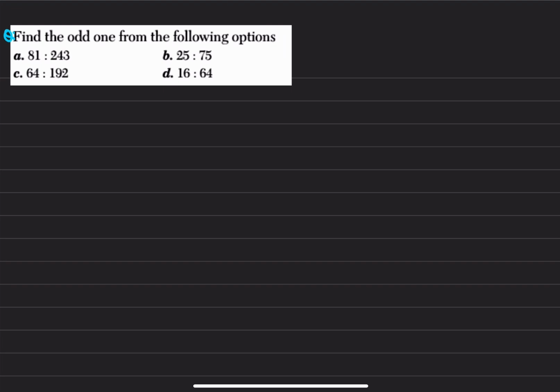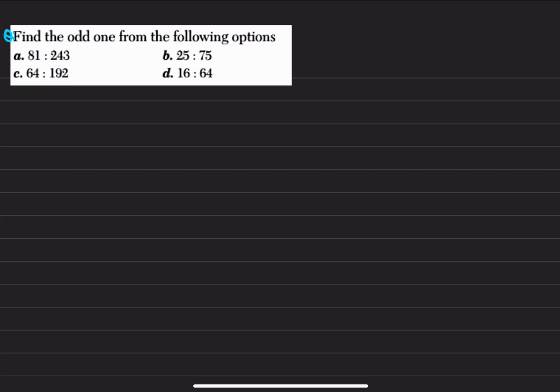Find the odd one out from the following options. The options are given and we have to find the odd one. So there will be one particular relation between two numbers which will be followed for all the options except one. That we are supposed to find.